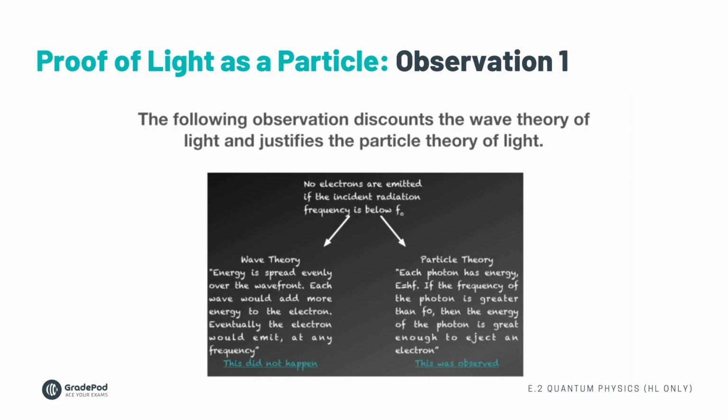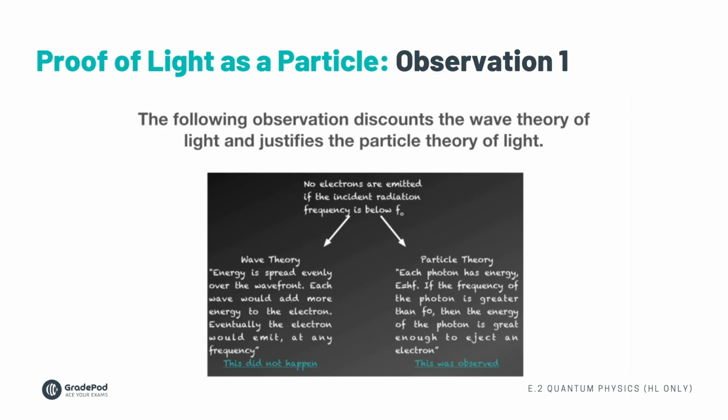Here's why. Let's look at each individual observation and see why it can't be a wave. Let's see why it has to be a particle. No electrons are emitted if the incident radiation frequency is below f0. So if we were saying, okay, light is a wave, then energy is spread evenly over the wavefront. Each wave would add more energy to the electron. And eventually, the electron would be emitted at any frequency. And that's not the observation that was made with the photoelectric effect.